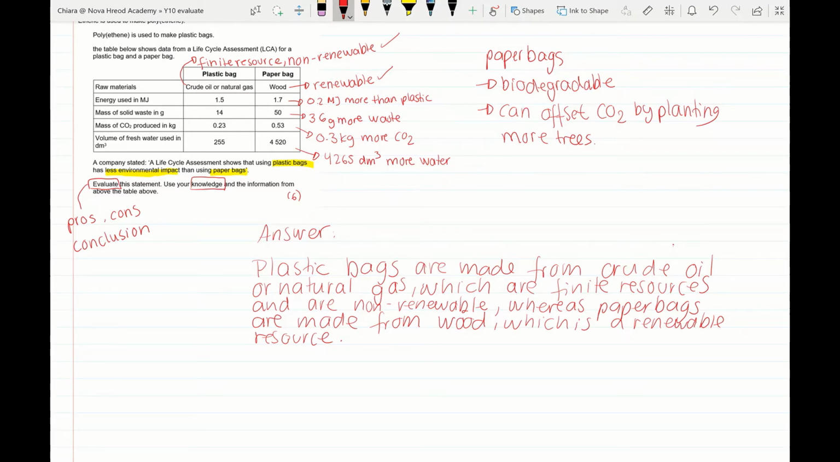So I'm going to link this paragraph with the word however, kind of stating that I'm going to give an alternative point of view which supports plastic bags being better.